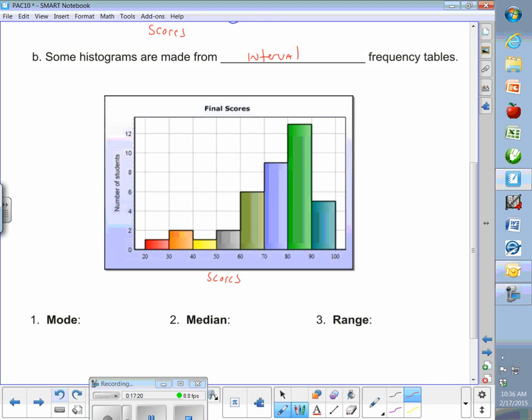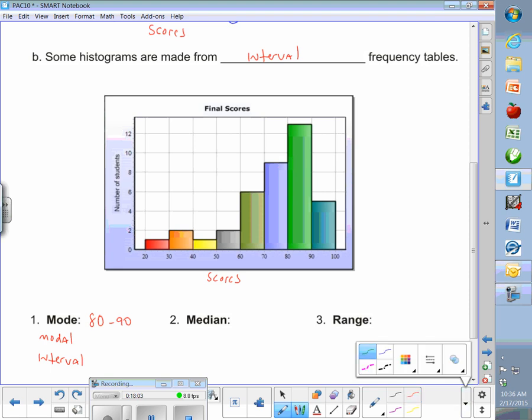Though we have the term mode, with an interval frequency table, it's the modal, M-O-D-A-L, interval. The modal interval. It's the exact same thing as the mode. What is the most often occurring interval? So you go to your table and you look for the highest column. What column is the highest, for what interval? And hopefully you say, oh, that's clearly the 80 to 90 interval is the modal interval.